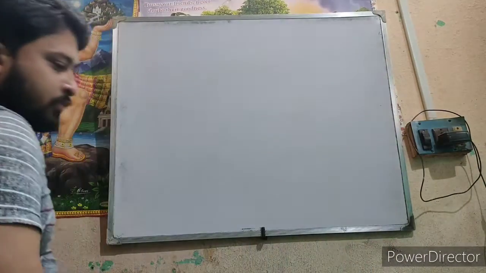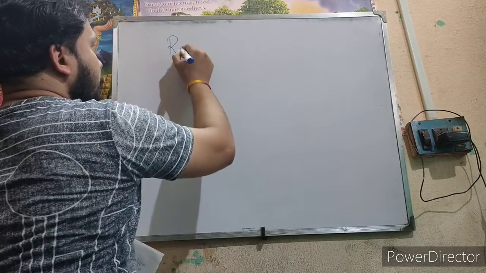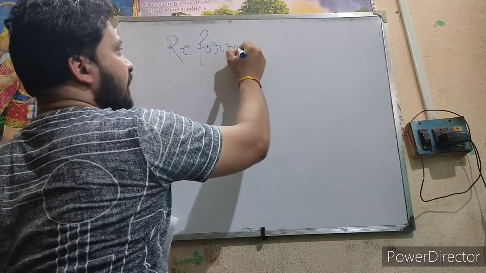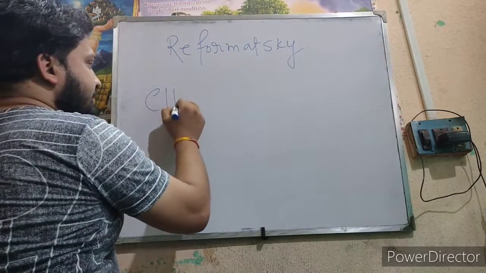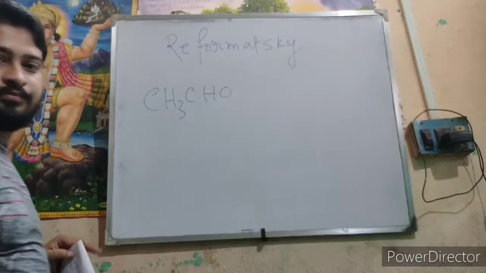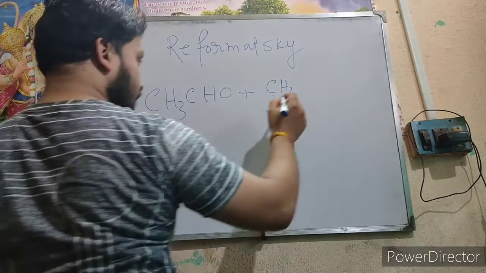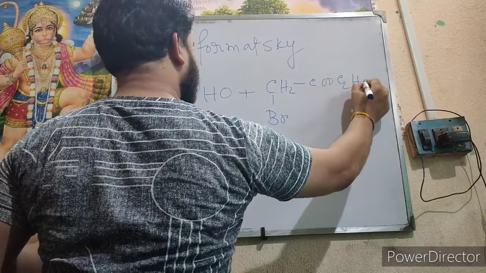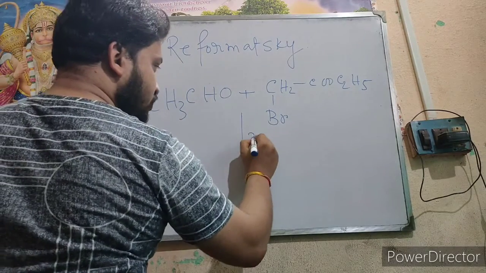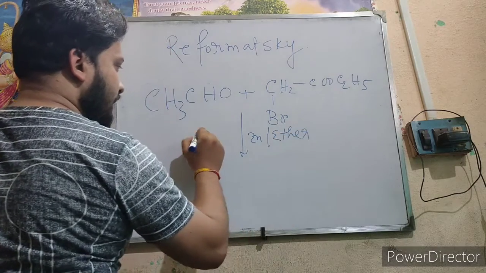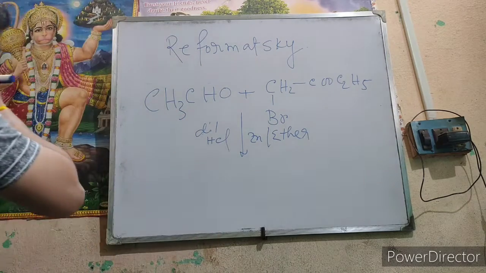Another is the Reformatsky reaction. You take CH3CHO, acetaldehyde, plus you take BrCH2COOC2H5, this compound also. Then you use zinc, ether and dilute HCl for the Reformatsky reaction. So what do you get? You get this.